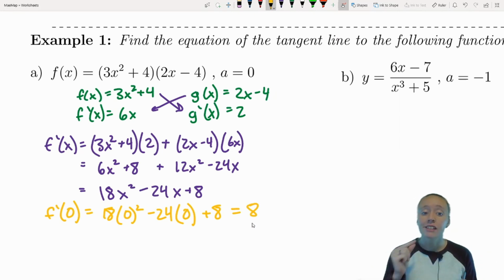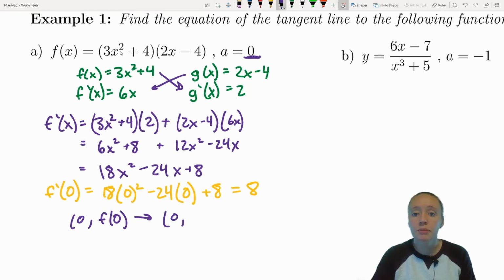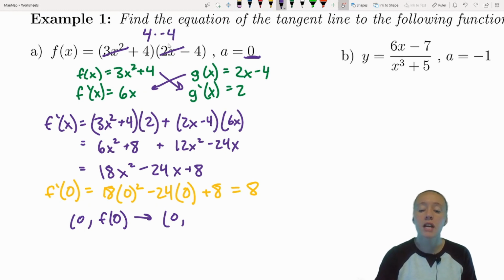To make a line, I need a slope and a point. So I have my slope. Now I just have to use my point. If my x value is 0, my point is 0, f of 0. That's plugging 0 into my original function. 3 times 0 squared goes to 0, plus 4 times 2 times 0 goes away, and I'll be left with negative 4. So 4 times negative 4 is going to give me negative 16. So my function value at 0 is negative 16.